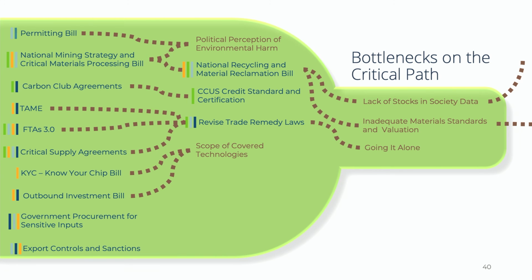All right, Know Your Chip bill and outbound investment. A lot of questions around what the scope of covered technologies is going to be. What types of chips? How much is too much? How much is too burdensome for businesses to track? Similarly, with outbound investment, what technologies matter? What ones are we willing to let go?